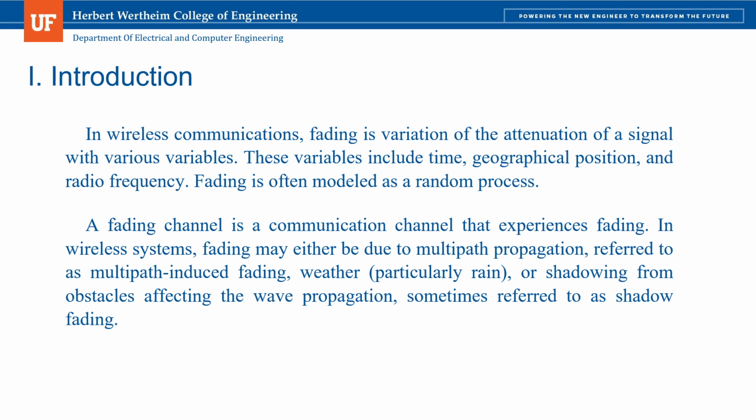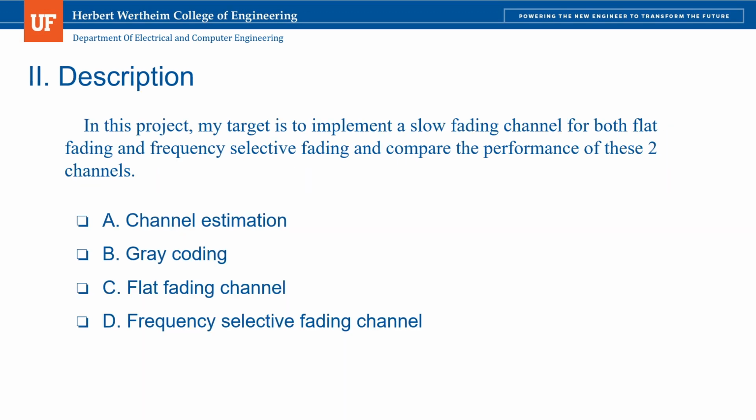In wireless communications, fading is variation of the attenuation of a signal with various variables. These variables include time, geographic position, and radio frequency. Fading is often modeled as a random process. A fading channel is a communication channel that experiences fading. In wireless systems, fading may either be due to multipath propagation, referred to as multipath induced fading, or weather, particularly rain, or shadowing from obstacles affecting the wave propagation, sometimes referred to as shadow fading.